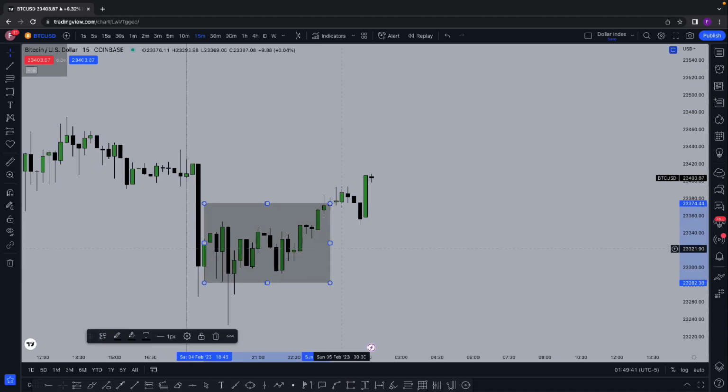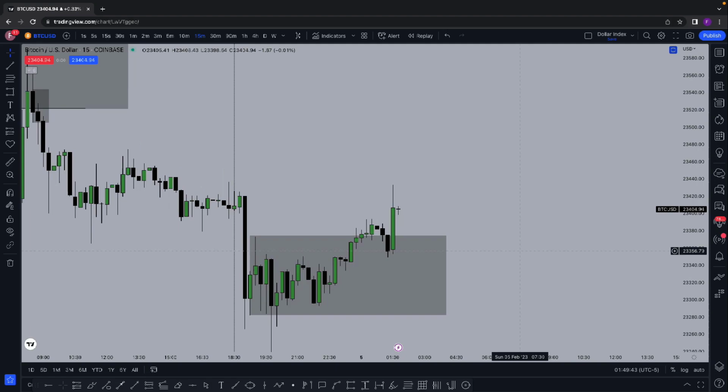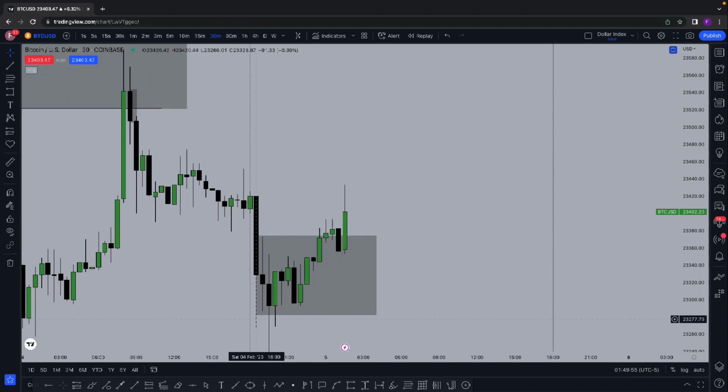Therefore this is a 30-minute model. If this is a 30-minute model, you can see how price goes up, comes back into the range, and then starts to go higher. From there we can do this.